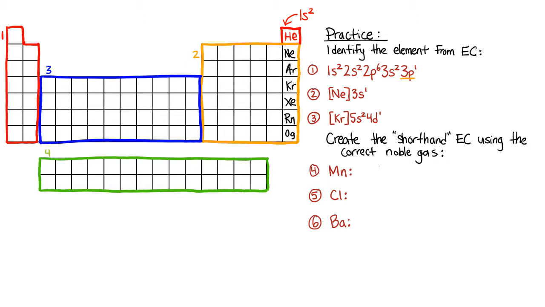If you're looking for something that starts with 1s blah blah blah and goes all the way to 3p1, you know that you're not here. You are somewhere in the 3p region, and this 1 lets you know that you are only 1 deep into that 3p line, meaning that 1s2, 2s2, 2p6, 3s2, 3p1 is aluminum.